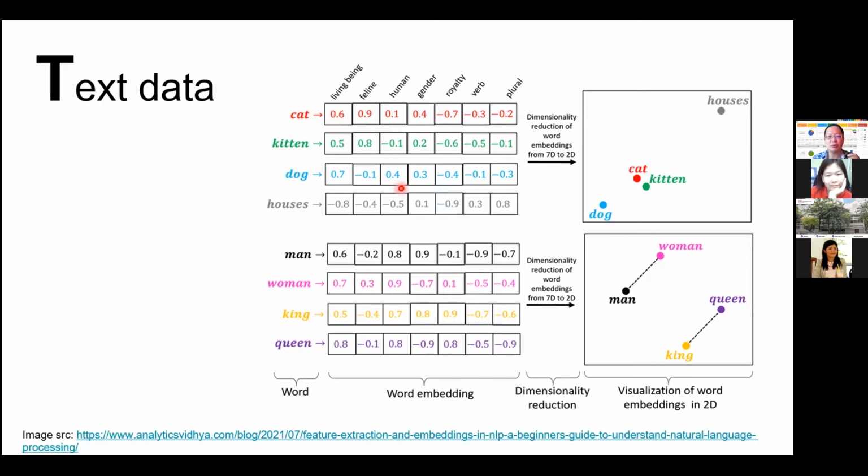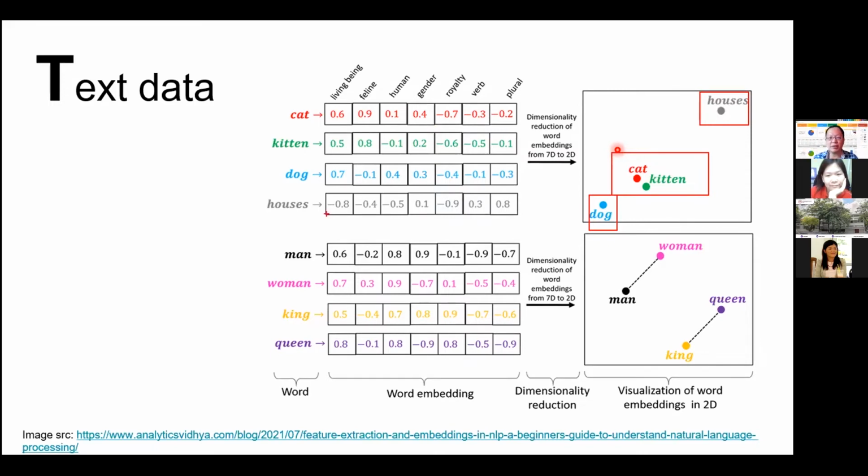In this case, for example, if we plot this cat and kitten on the two-dimensional graph, we will see that cat and kitten are very close to each other. Okay, that means cat and kitten mean something very similar, whereas house and dog are totally different things. Okay, because the vector tells us it's very far away from each other.